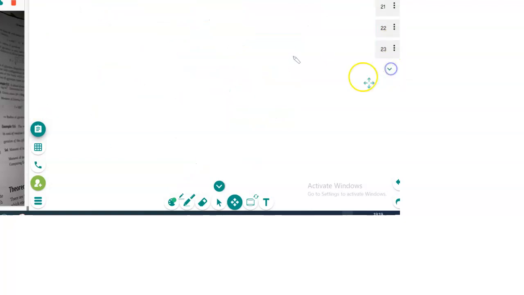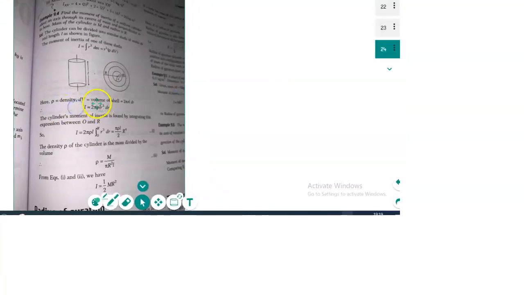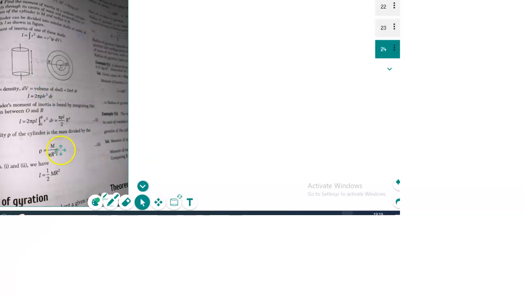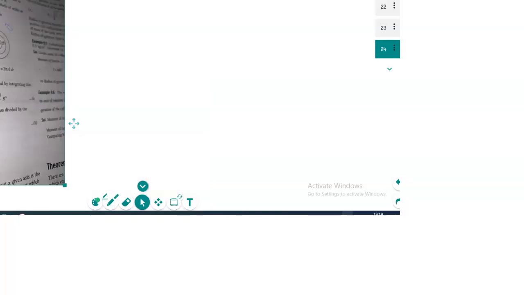No, what is 9.4? Yes, you found. Oh yes. So the question is, find the moment of inertia of a uniform cylinder.